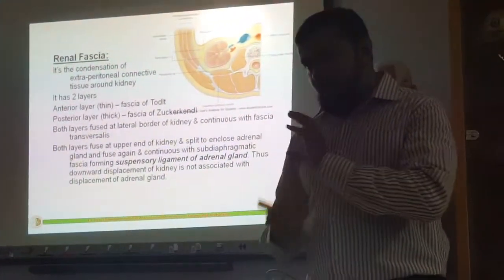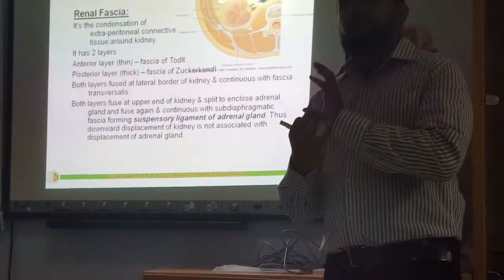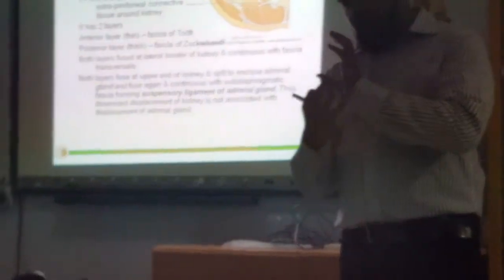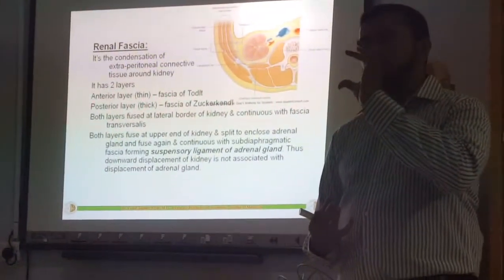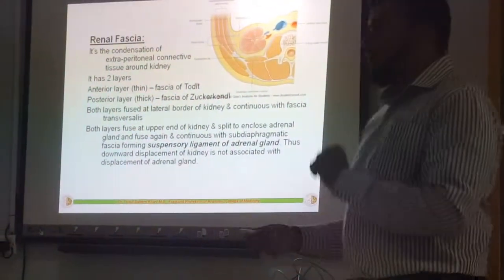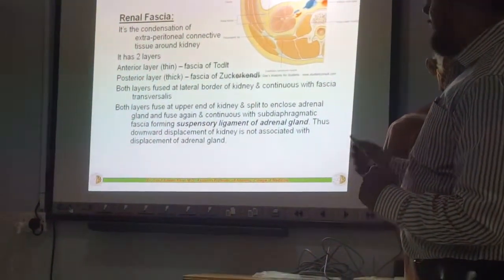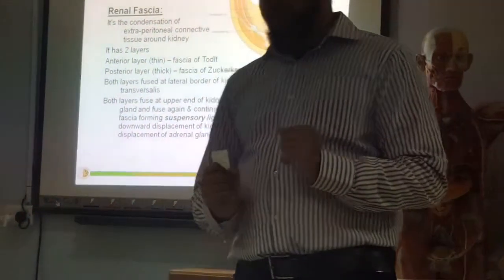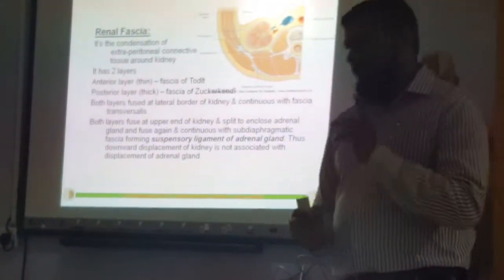So if there is any descent of the kidney, only the kidney will descend. The suprarenal gland is held in its position because of this ligament called the suspensory ligament of the adrenal gland. Okay, did you get it?